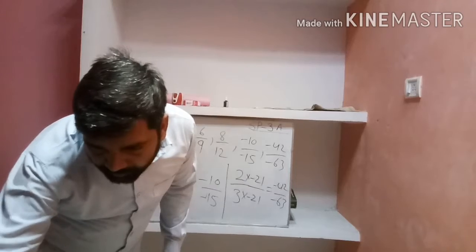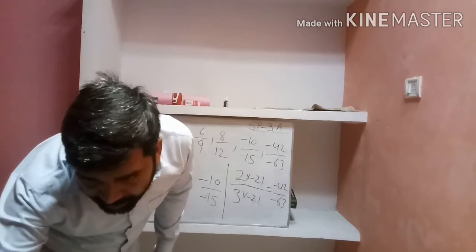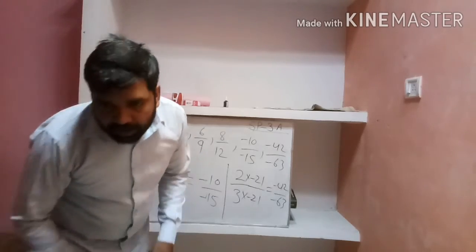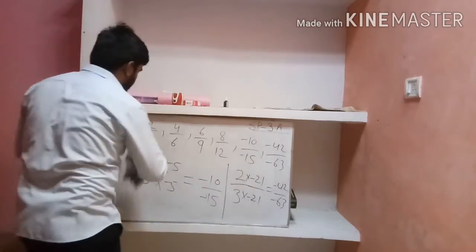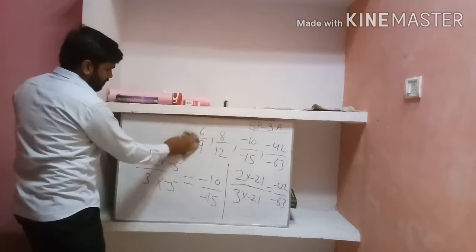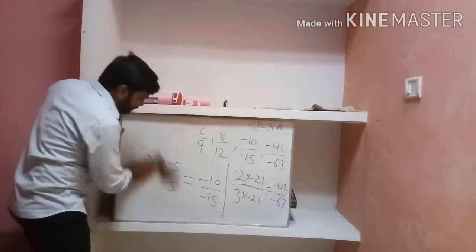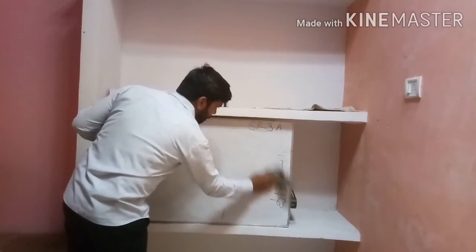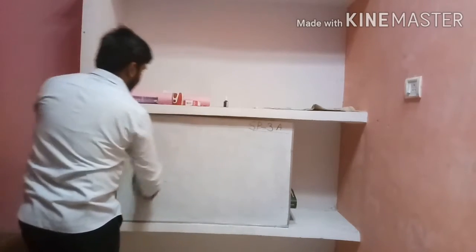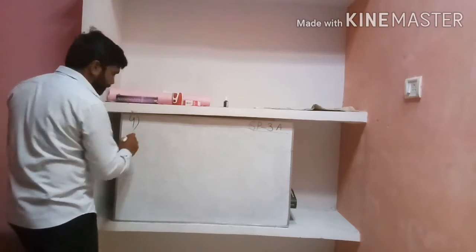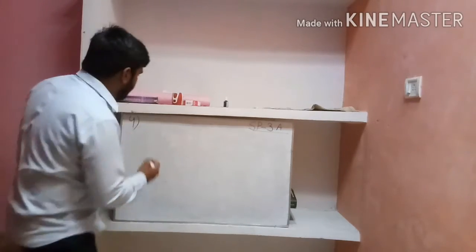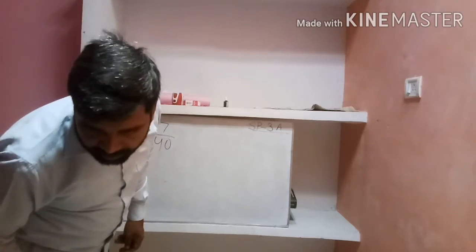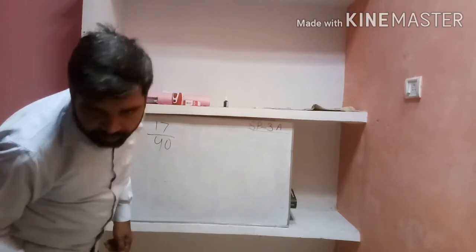Okay. Now we move on to the next question. Is the number 17 by 40 equivalent to minus 34 by 80 or 34 by minus 80? See that question number 4. In this question number 4, we have 17 by 40, and the two values given here are minus 34 by 80 or 34 by minus 80.